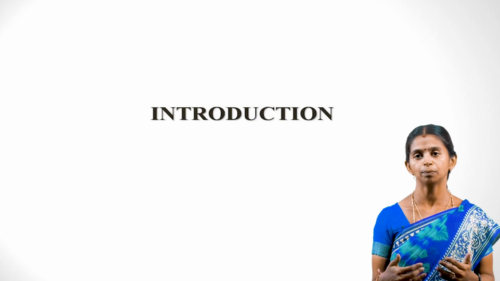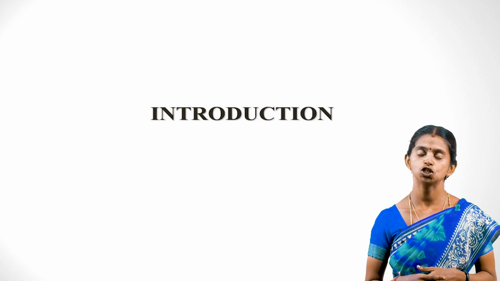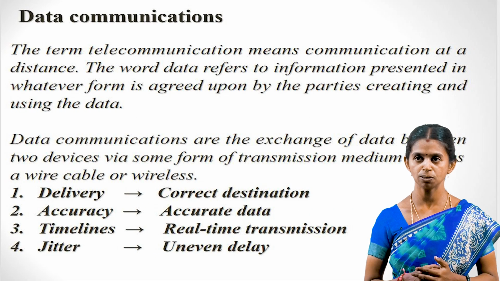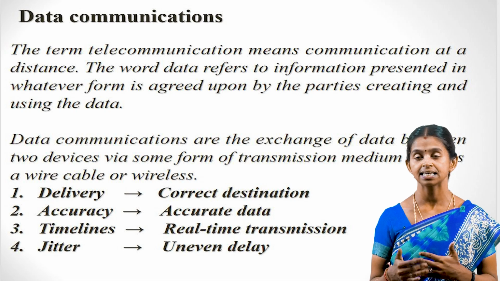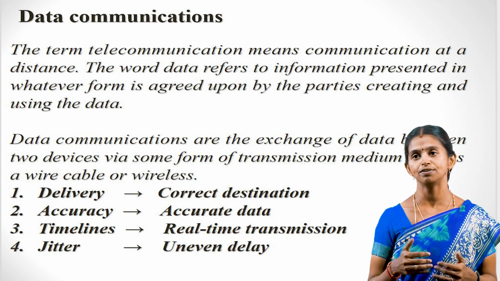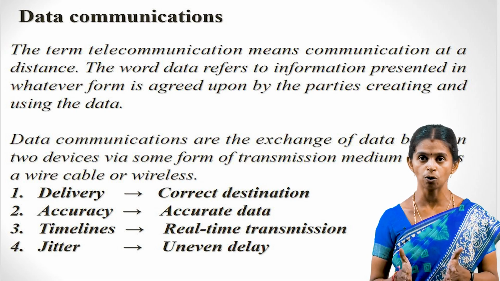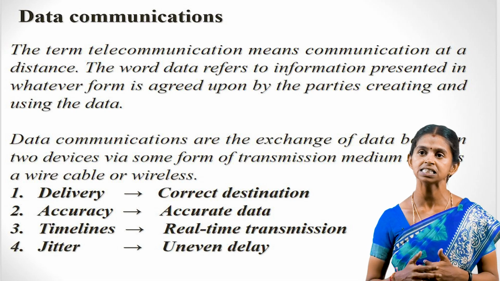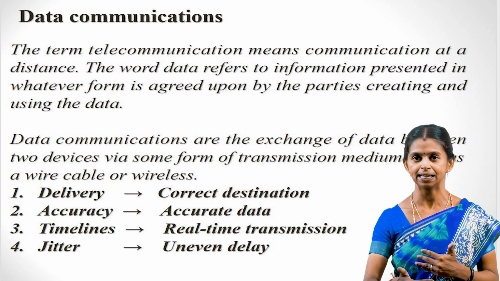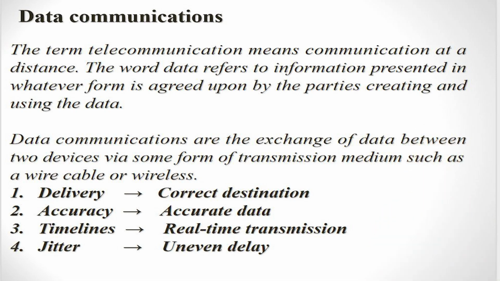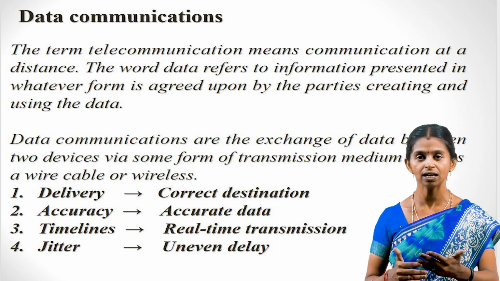Let's see about computer networks. Data communication. The term telecommunication means communication at a distance. The word data refers to information presented in whatever form is agreed upon by the parties creating and using the data. Data communication is the exchange of data between two devices via some form of transmission medium such as a wire cable or wireless.